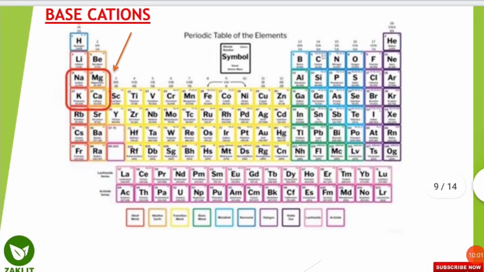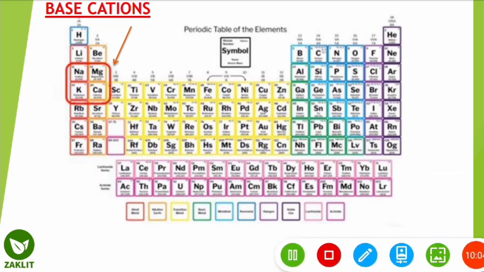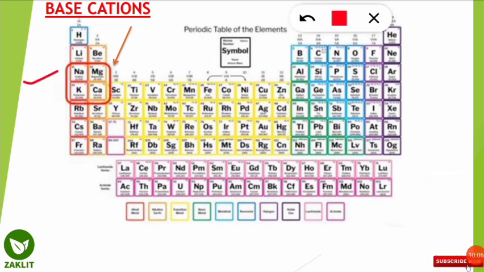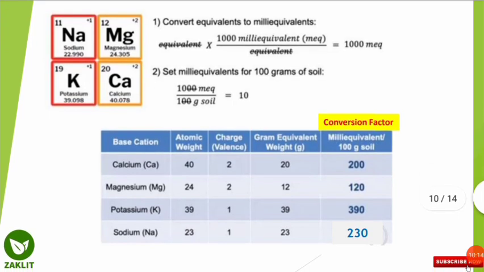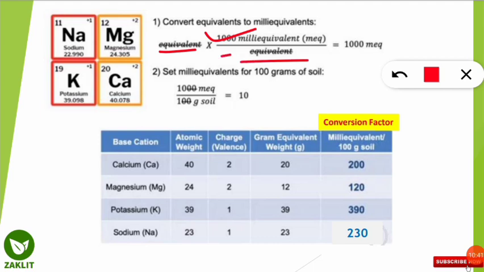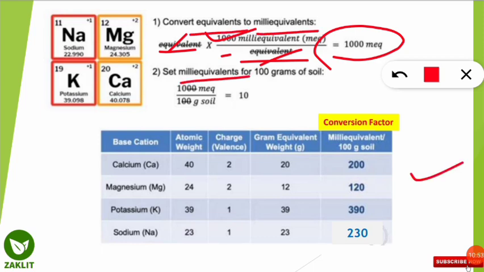Before that, we will deal with the base cations. From the periodic table, we have taken 4 elements, that is 4 base cations: Na+, Mg2+, K+ and Ca2+. So let us analyze them. First of all, we have to calculate in equivalents, that is milliequivalents. For that, equivalent is to be converted into milliequivalent by multiplying with 1000. The equivalent cancels, so it is 1000 milliequivalent when we are converting equivalent to milliequivalent. Next, we have to set the milliequivalent for 100 gram of soil.